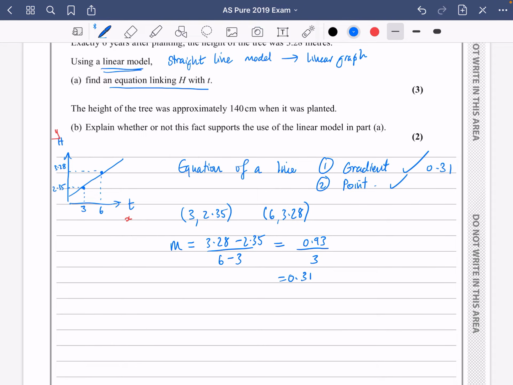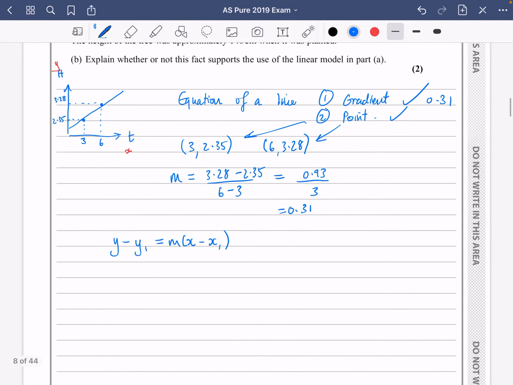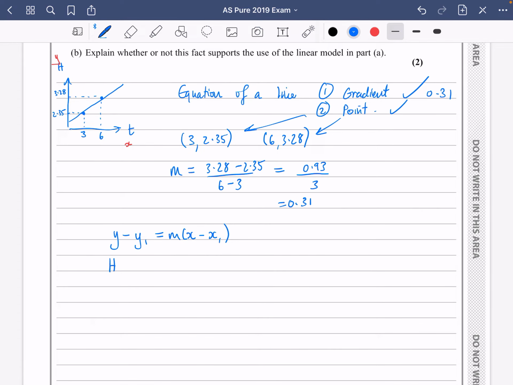Now I've got a point. In fact, I've got 2 points. I've either got this point or this point here. So I'm just going to use my equation, y minus y1 equals m brackets x minus x1. But mine's going to be a bit different, because instead of it being a y, it is an h. And my y1 is going to be either the 2.35 or the 3.28. I'm just going to use this one here, so I'm going to subtract 2.35. M is 0.31. And instead of it being an x, x is actually going to be t in this case. So it is going to be t minus, remember I'm using this first coordinate, which is 3.